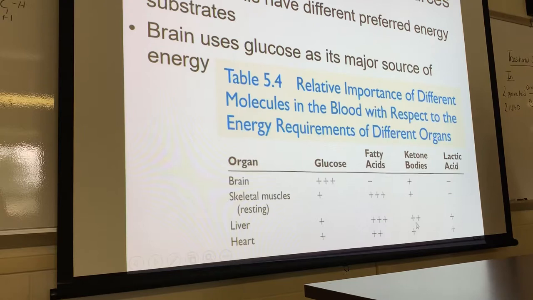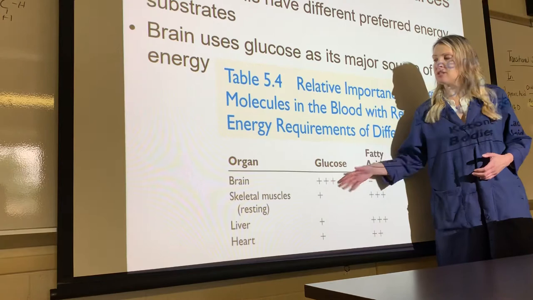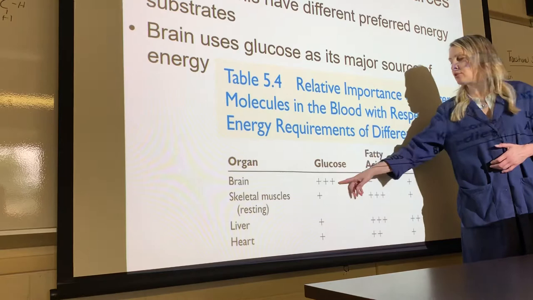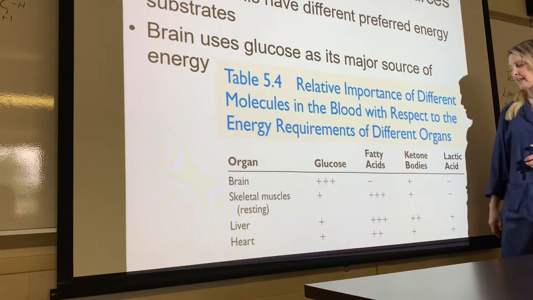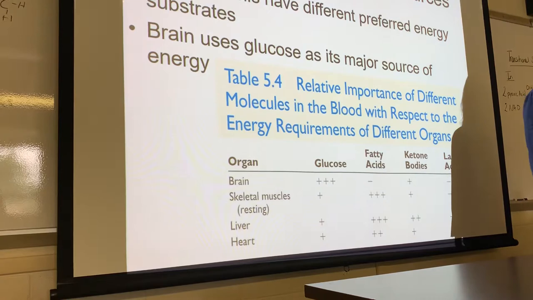And last slide for this lecture, well, I should say for this chapter, is this one, which is a nice little table and it shows us energy preferences of the different organs. And as I said, the brain prefers glucose over fatty acids and ketone bodies. But pretty much everybody else, skeletal muscle, the liver, and the heart, all seem to prefer fatty acids more than any other energy source that we can use.